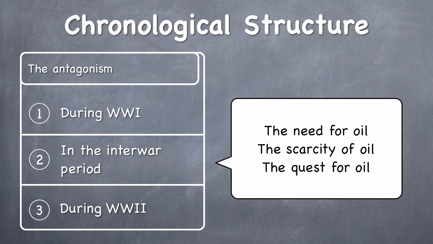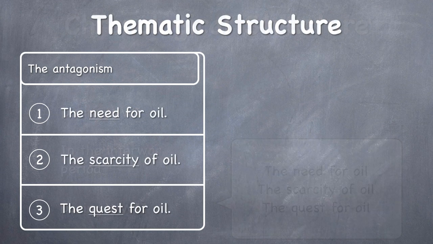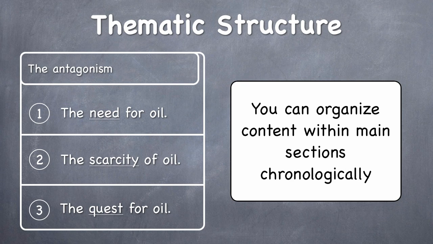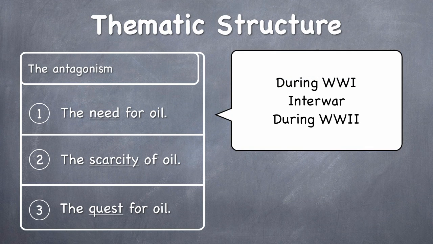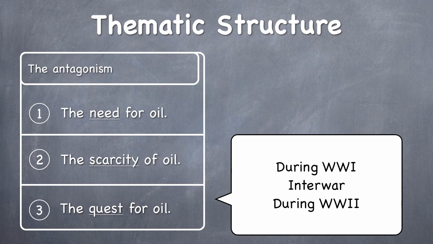In section 2, we're going to talk about the need for oil, the scarcity, and the quest in the interwar period. And we're going to do exactly the same in section 3 during World War II. Now, within your thematic structure, you can organize content within main sections chronologically. Let's see how that will work out. In section 1, when you talk about the need for oil, you're going to talk about the need for oil during World War I, during the interwar period, and during World War II. You see how this works? And you can do the same thing in section 2, and you can do the same thing again in section 3. Just repeat the process.